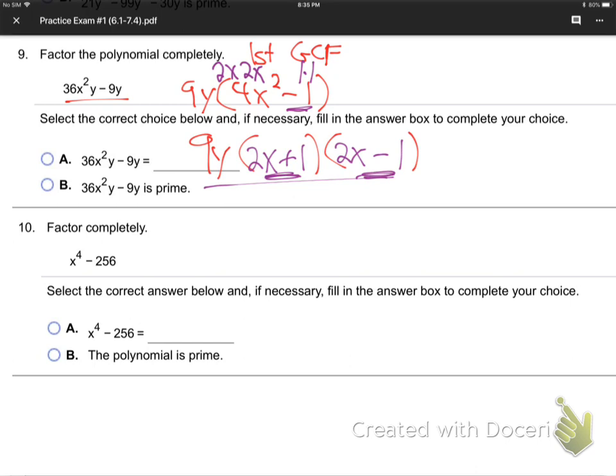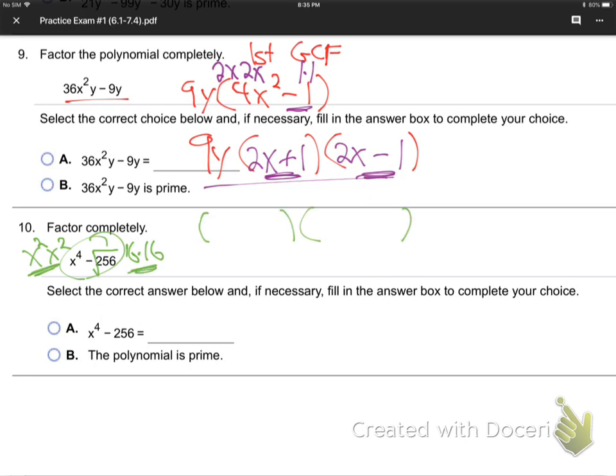Okay, next we come to number 10. How do we factor that? Well, that's also a double. It's x squared. If you take your calculator and you square root 256, hit the square root button, you'll find out it's 16 times 16. So that's a double. Something twice. So how do you factor that?